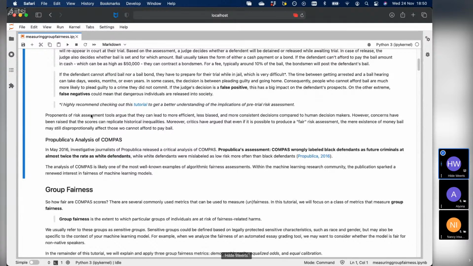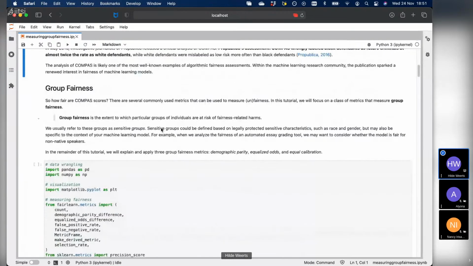A final point that I want to make before we move on to the actual contents of the tutorial is that using algorithms for pre-trial risk assessment is not uncontested, so to speak. Proponents argue that it can lead to more efficient, less biased and more consistent decisions compared to having just human decision makers. But there have been quite some concerns about how the scores may replicate historical inequalities. And even if you could produce some sort of fair risk assessment, you could still argue that it doesn't really solve the problem that we have with money bail. This is just to give you a little bit more context.